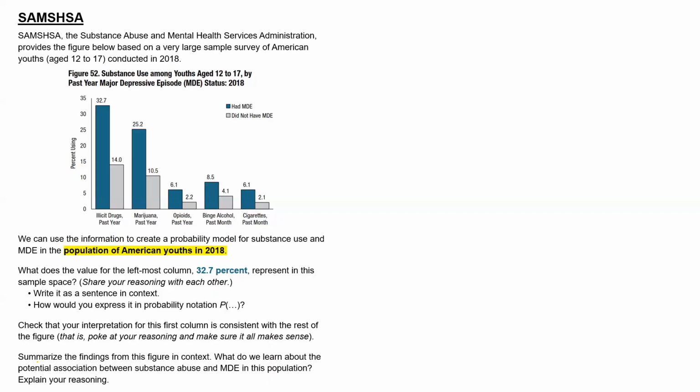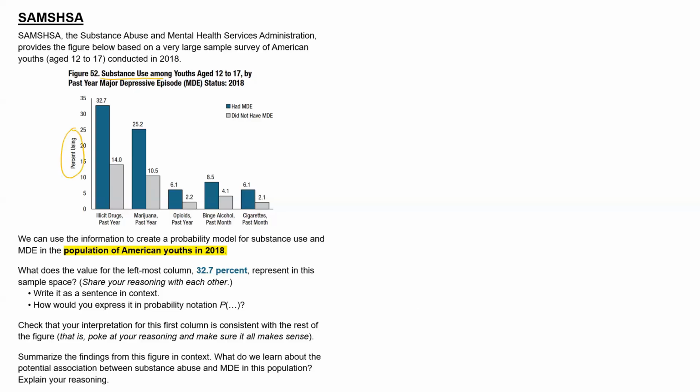Substance abuse. We have a model to describe substance use and major depressive episode, MDE, for the sample space of American youth ages 12 to 17 in the US in 2018. That model is based on the information in the figure, and we are told that the figure represents substance use among those youth. And you can see in the vertical axis that the height of the columns represents the percent using. So substance use, what percent are using.